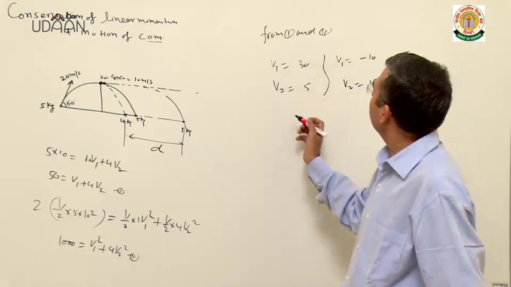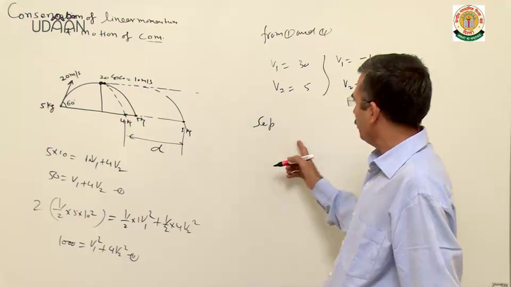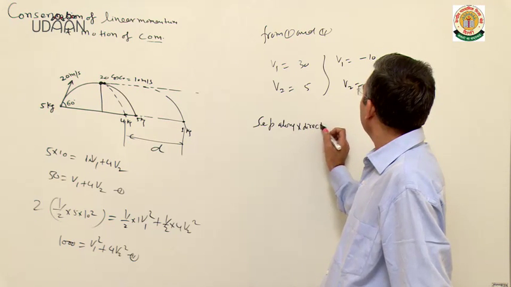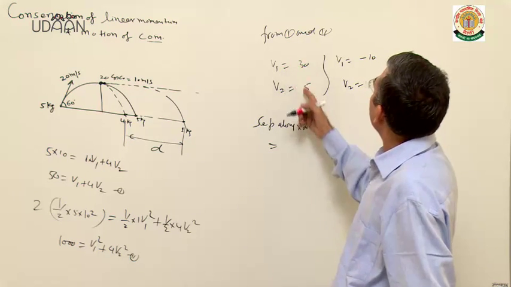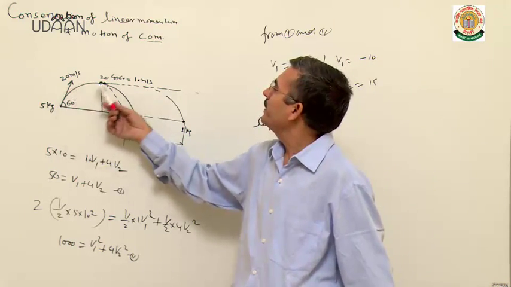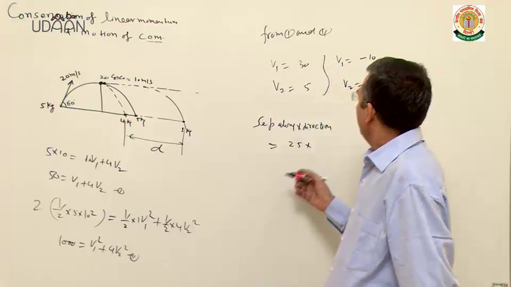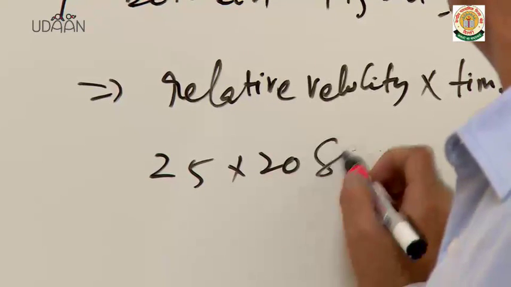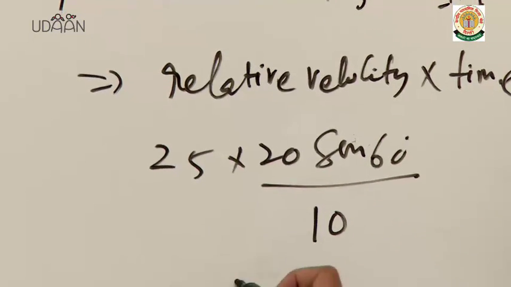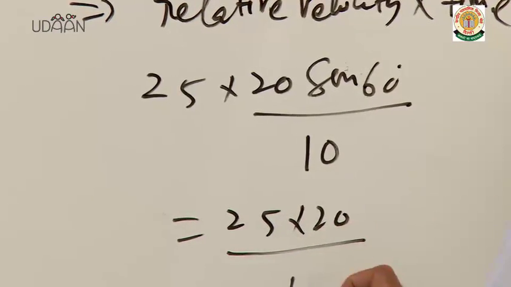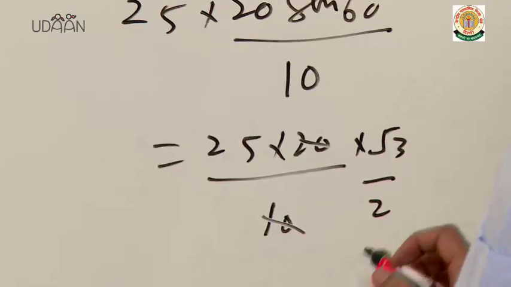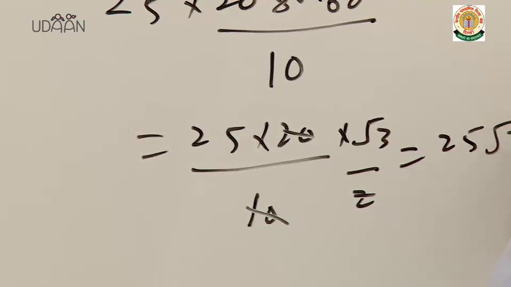Now let us find separation between them. Now you can find relative velocity, separation in horizontal direction along x direction. This is equal to V relative 25, V relative again 25 into time taken. Time taken will be same, half of the time of flight. So that is 10 sin 60 in this case. That is equal to 25 by 2 into root 3 meter. Clear?